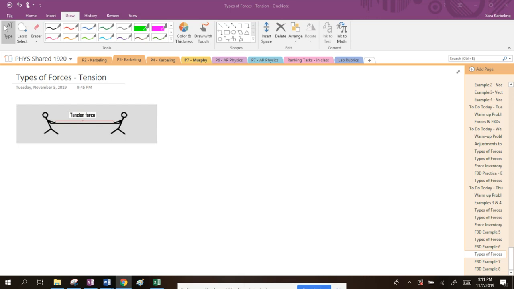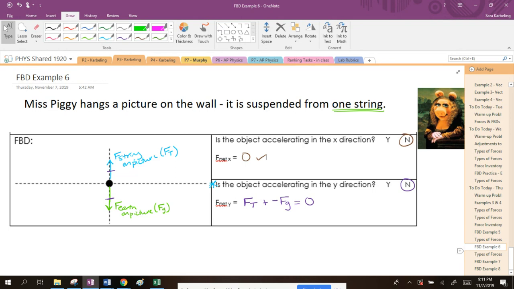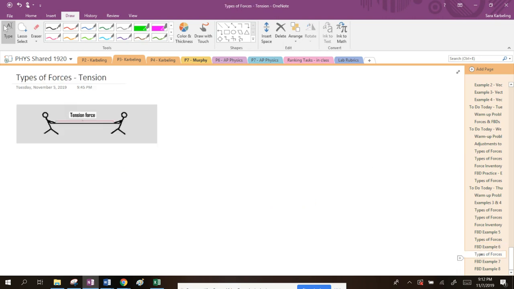Hey, physicists. So, in the last example, in example six, when we were talking about Miss Piggy and her picture that was hanging on the wall, I introduced a new force to you, and that was the force of tension. So, I just want to make sure that we've got our understanding of tension figured out, and we'll add it to the inventory so that you've got it ready to go.